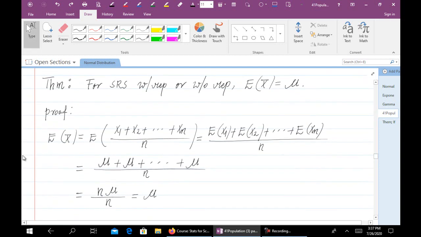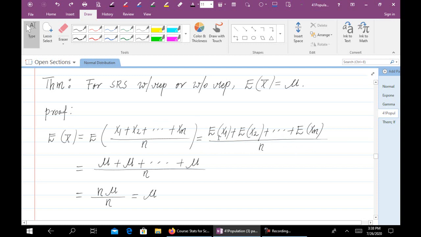The expected value of x bar, and x bar is defined to be the sum x1 plus x2 plus dot dot dot plus xn divided by n, where x1 through xn are the sample observations. If you take the expected value of that, since n is fixed here, that's the same as taking the expected value of x1 plus the expected value of x2 plus dot dot dot plus the expected value of xn, divided by n.